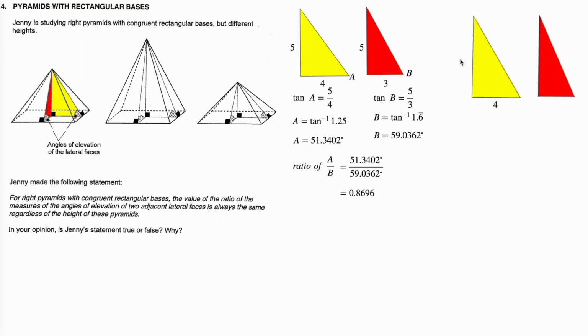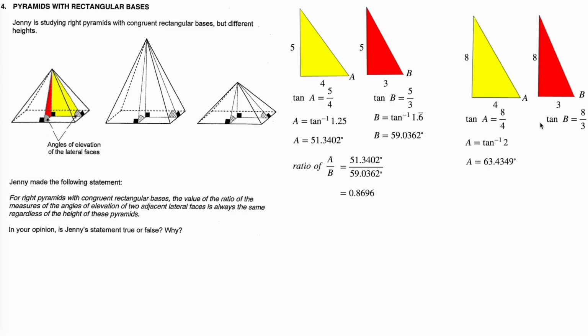Let's change the height and see if that ratio is maintained. To change the height, I'm going to keep the same bases, but make the height 8. And we repeat the experiment. The tangent of A is the opposite over the adjacent. It's 8 over 4, which gives us 2. We're taking the inverse tan to get the A alone. That gives us 63.4349 degrees.